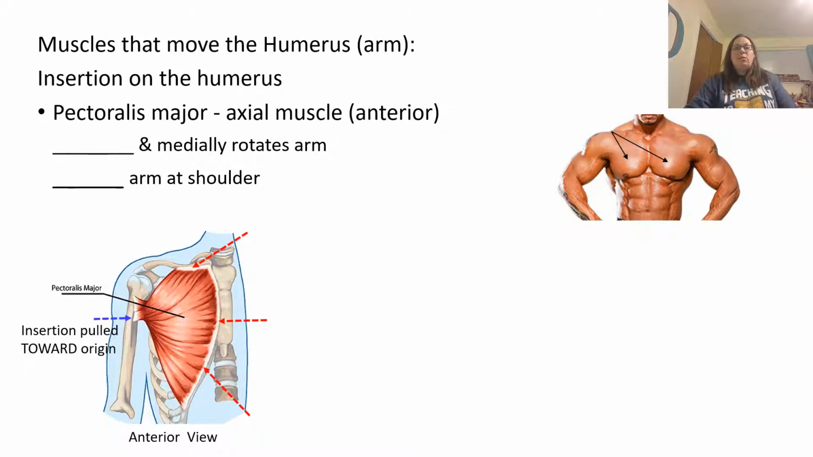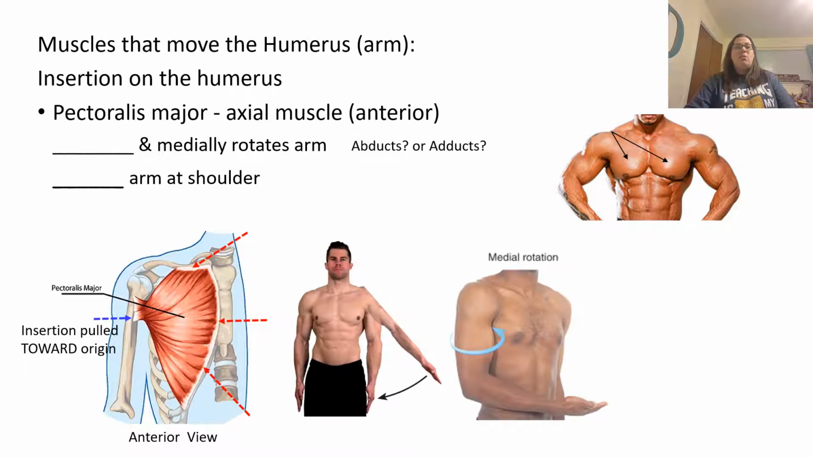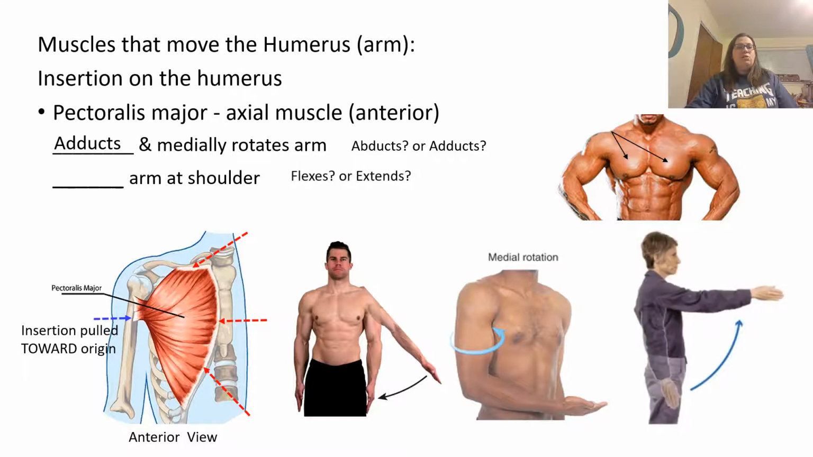Now, muscles that move the humerus, your actual arm, which means the insertion of these muscles are going to be on the humerus. We have what we call the pectoralis major. This is going to be an axial muscle on the front side of your body, and it's going to cause adduction and medial rotation of your arm, so pulling your arm in and also rotating it in. The pecs are going to help with this, and it's also going to allow you to flex your shoulder, so moving up with flexion. All right, and so that's going to be where the pecs come in to help. Now, if you'll notice, this pectoralis major does connect on the humerus.